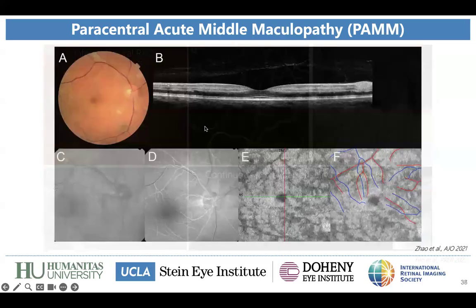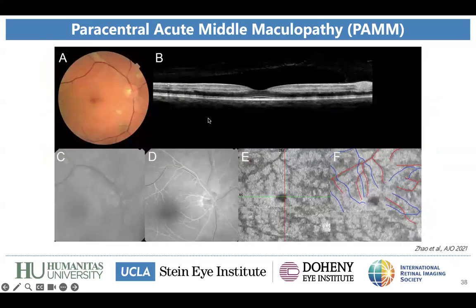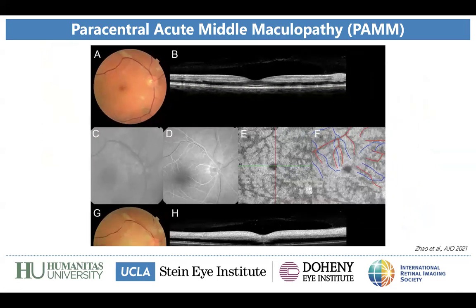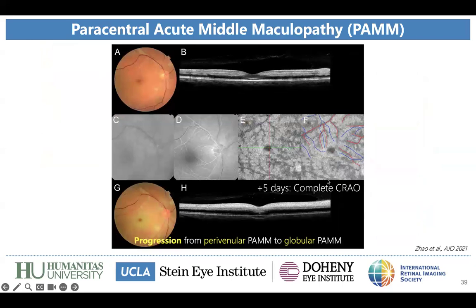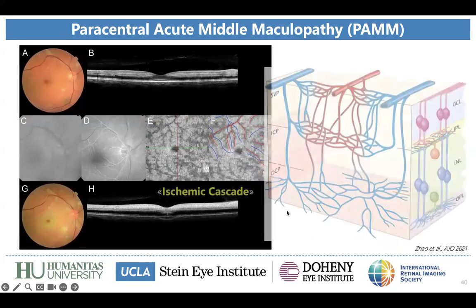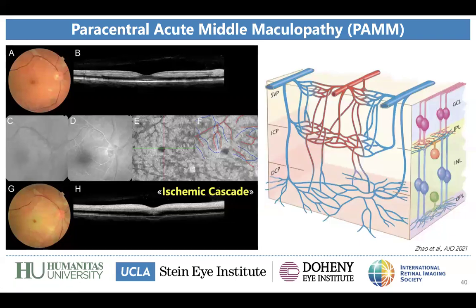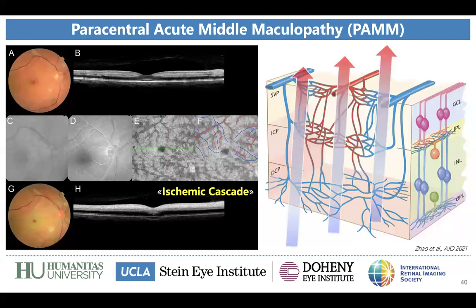The question is, can perivenular PAM progress to globular PAM? The answer is yes. In this example, after 5 days, this patient developed a complete central retinal artery occlusion with progression from perivenular PAM to globular PAM. This is an indication of the so-called ischemic cascade, which refers to the process where infarcts and ischemia progress from the deep capillary plexus vertically to the superficial vascular complex.